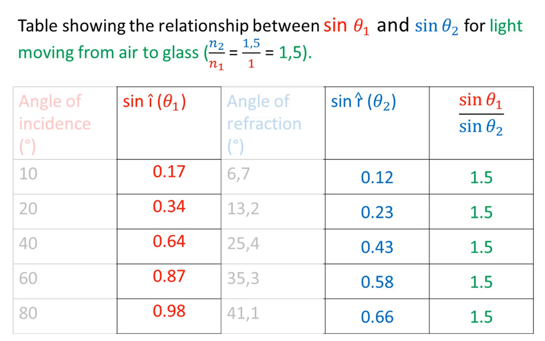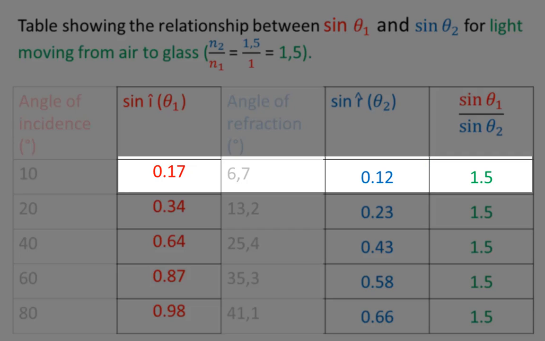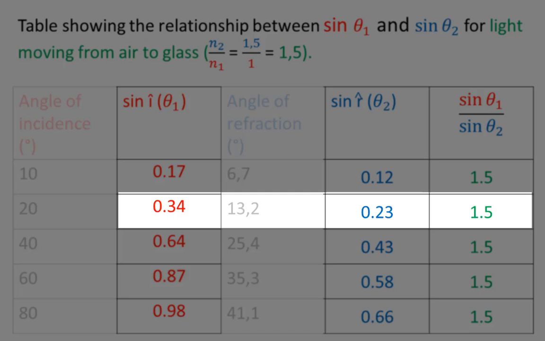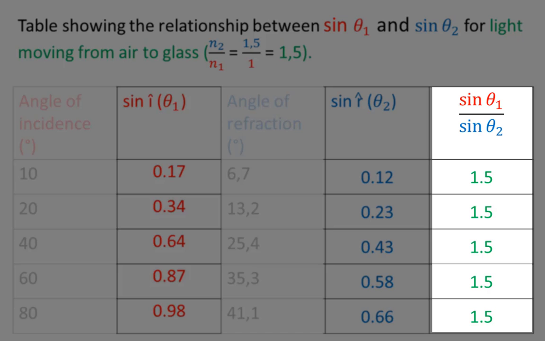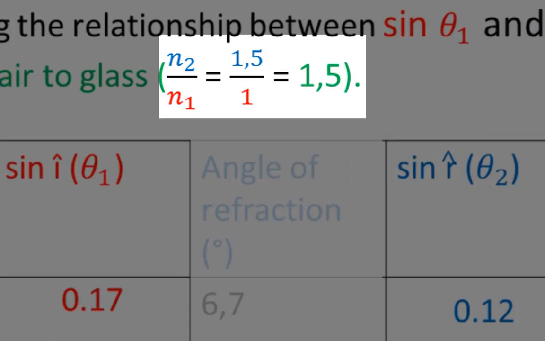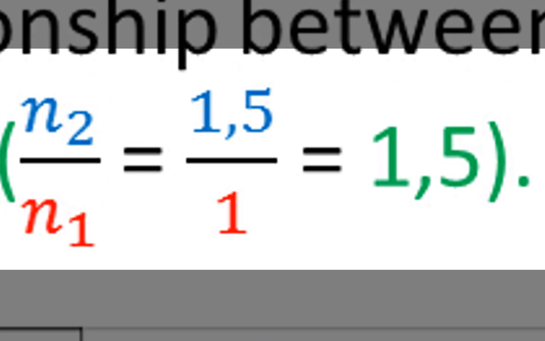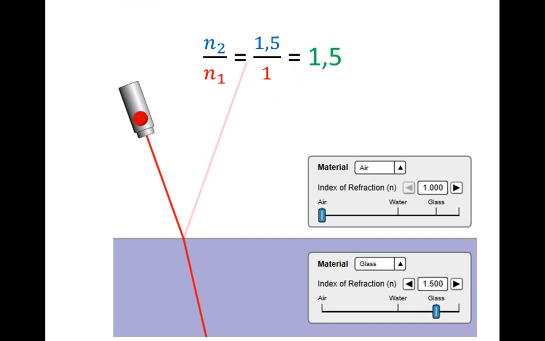Can you see that each time you divide sine theta 1 by its sine theta 2, you get 1,5? 0,17 divided by 0,12 equals 1,5. 0,34 divided by 0,23 equals 1,5, and so on. And this 1,5 is a very special number in this case because it happens also to be the ratio between the refractive index of glass and air, the refracted medium and the incident medium. n2 over n1 in this particular case is 1,5 over 1.